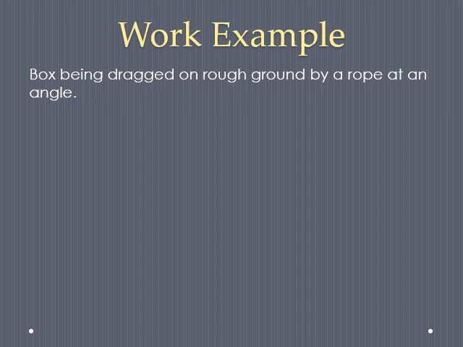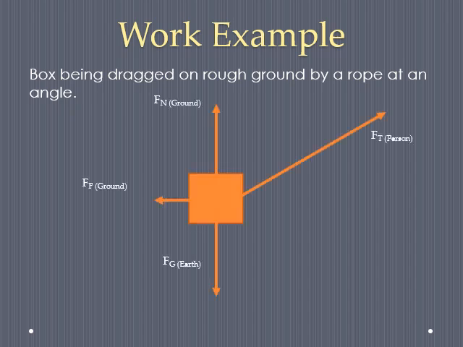We've got a box that's being dragged along some sort of rough ground by a rope at an angle. So we're going to start by drawing a free body diagram of the box. We've got four forces acting on the box. We've got gravity pulling down because it's on Earth. We've got the normal force from the ground holding it up. We have some friction from the ground, because it's rough, backwards. And we have a tension force along an angle from the rope that the person is pulling.